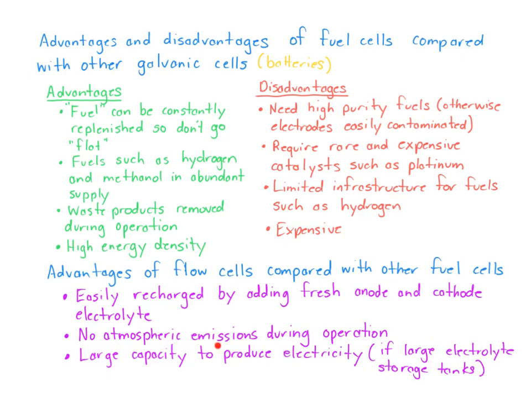You've got no atmospheric emissions during the operation of a flow cell. A fuel cell is only releasing maybe water vapour, or if you're burning, say, a fuel like methanol, it will release carbon dioxide. However, you have no atmospheric emissions at all when operating a flow cell. They also have a large capacity to produce electricity if you have large storage tanks. So basically, if you need lots of electricity, you can provide really large fuel tanks, and you can get a large ability to produce electricity.